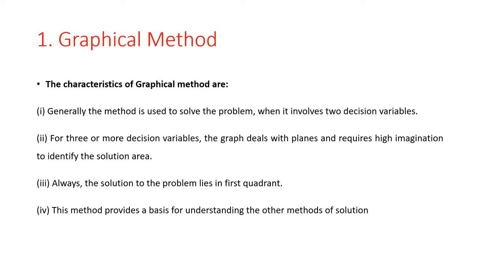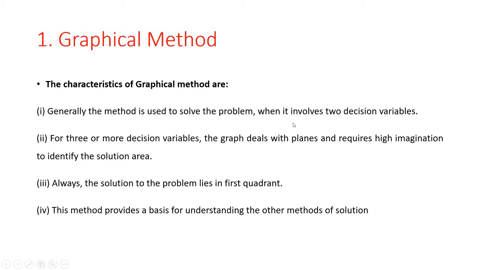Okay, so if we have more than two decision variables, we cannot plot more than two decision variables in a graph, so it becomes very complicated. Then the solution to the problem lies in the first quadrant. Most of the time, if we are solving the problem by using the graphical method, the final solution lies in the first quadrant.